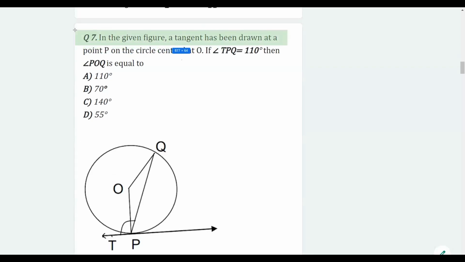Question number 7 says that in the given figure, a tangent has been drawn at point P. So P is the point of contact here. What else? We know, with the center O, the angle TPQ is given as 110. So this angle is given as 110.